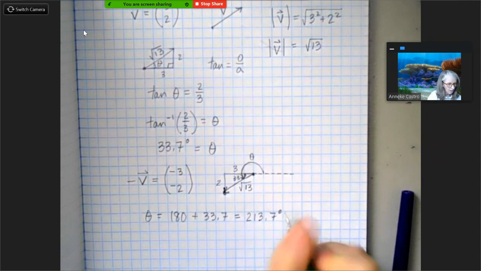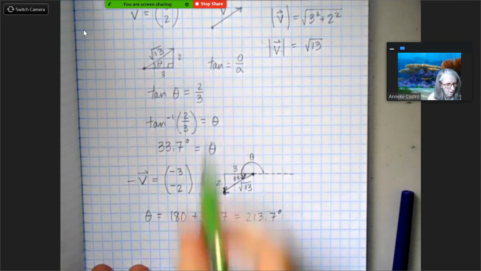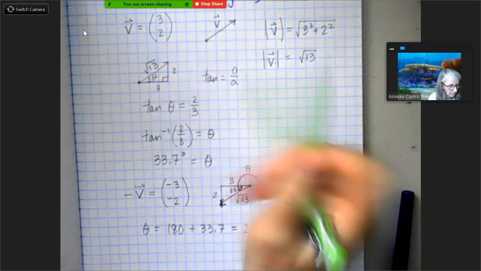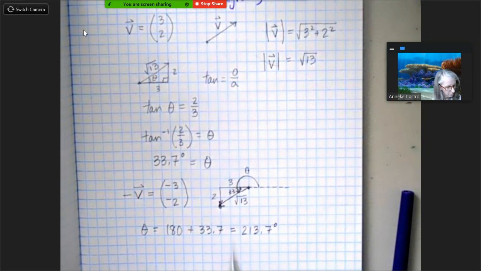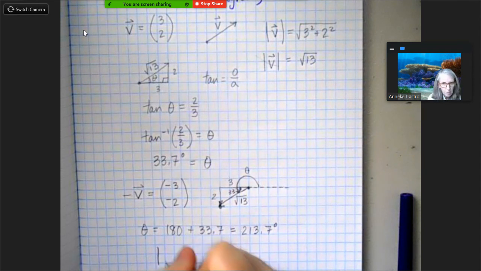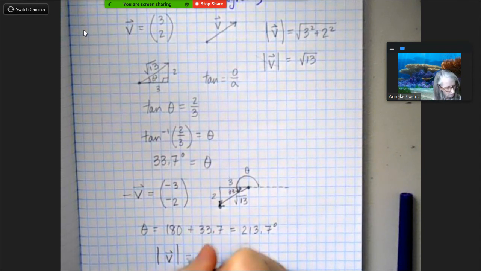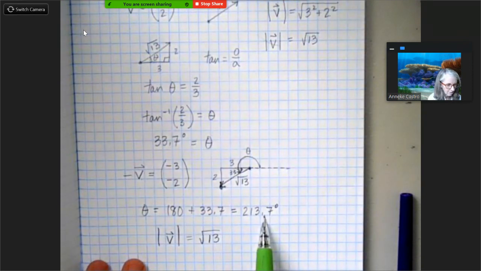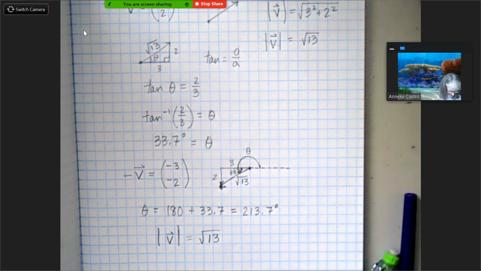213.7. So the opposite vector of 3 and 2, the opposite of vector v, is going to have the same magnitude. The magnitude is still going to be the square root of 13. That's not going to change. But the direction is 180 degrees different than this one. It's 180 degrees the other way. All right, that should be it. Done. Sorry it took so long.